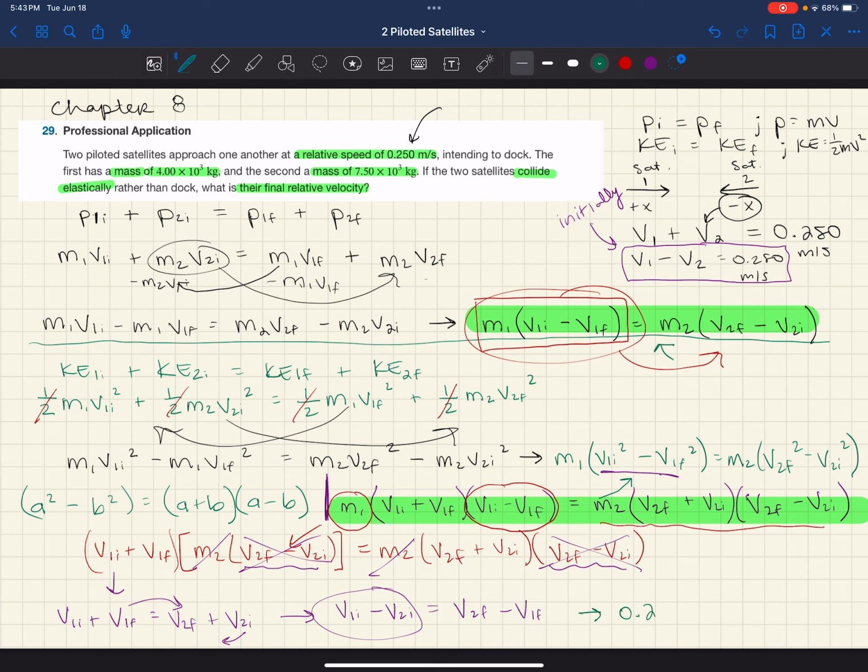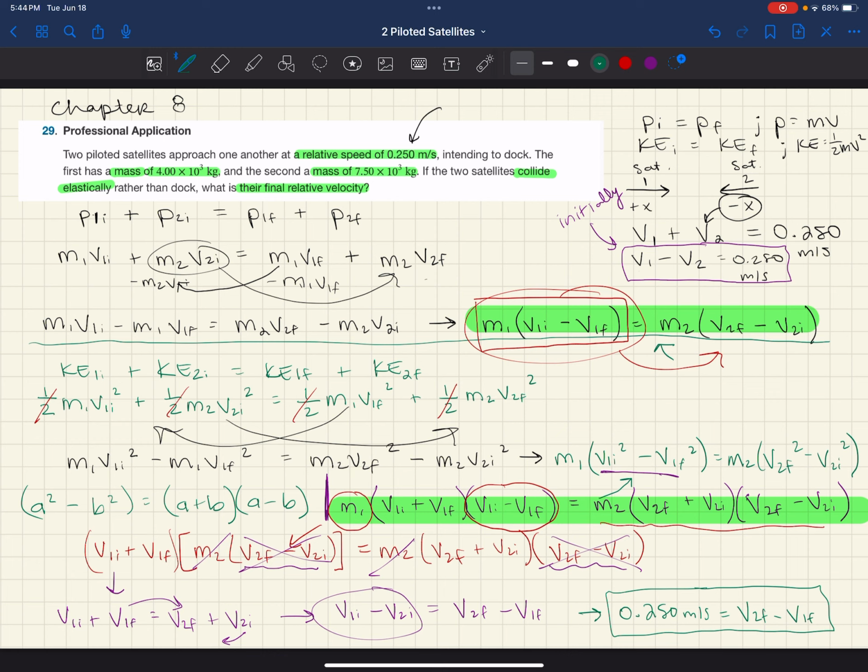So 0.250 meters per second is equal to v2 final minus v1 final, meaning that the relative velocity after these two satellites collide is equal to the relative velocity before they collided. And we just went through the math to prove that.